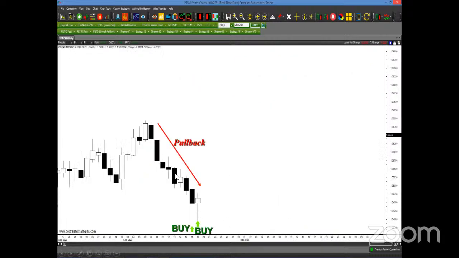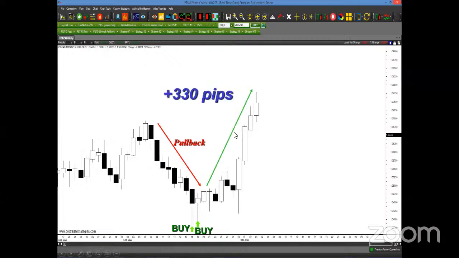Okay, we have a pullback in the Canadian dollar for all of you forex traders out there. The same principles apply. It doesn't matter if we're trading currency pairs. It doesn't matter if we are trading stocks. It doesn't matter if we're trading commodities. The same principles apply. And look what happened. After the pullback was completed and we had a couple of buy signals, 330 pips to the upside.